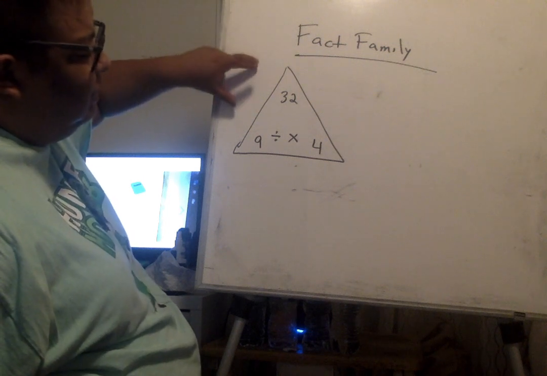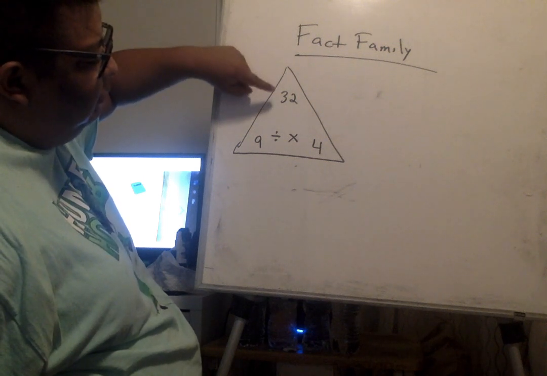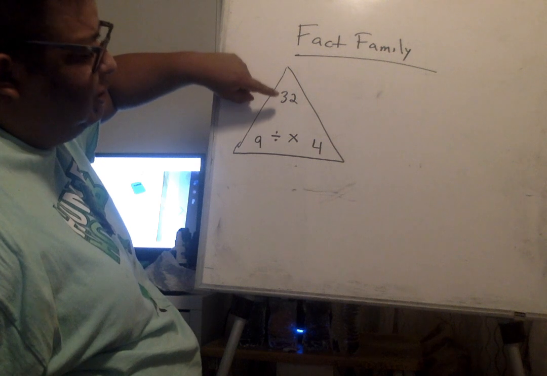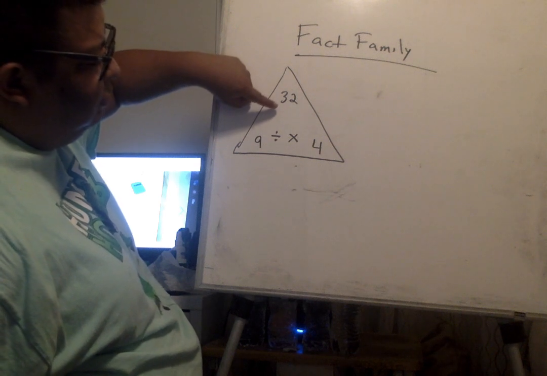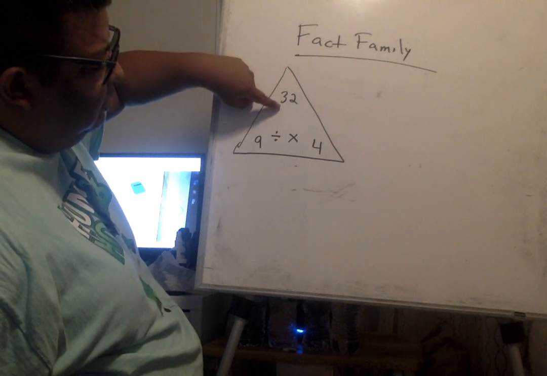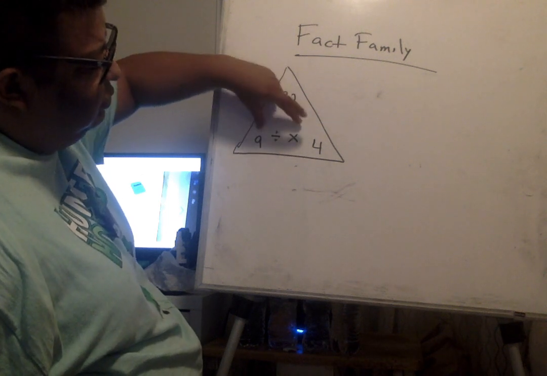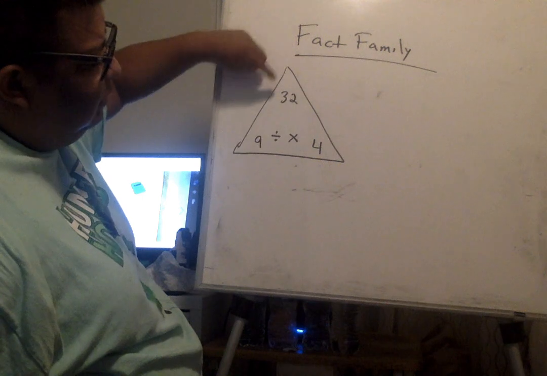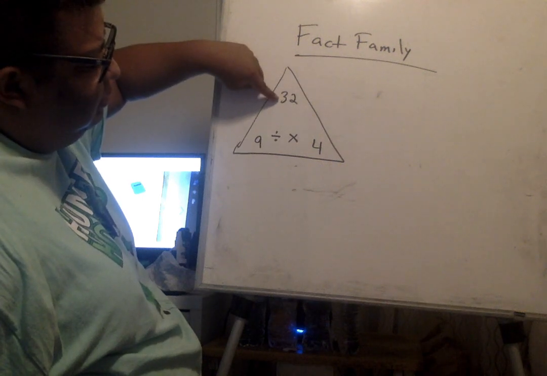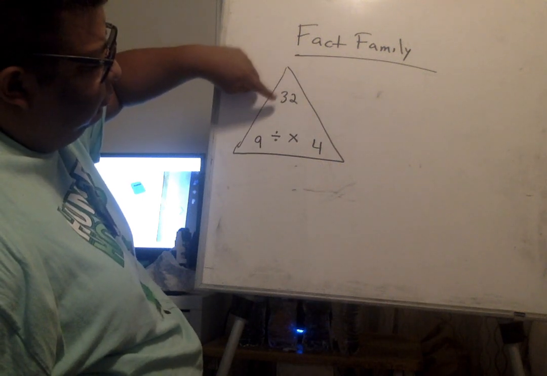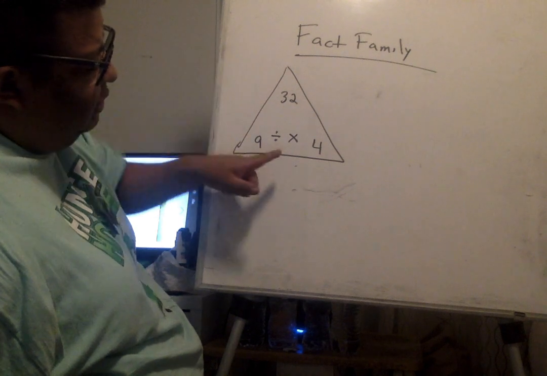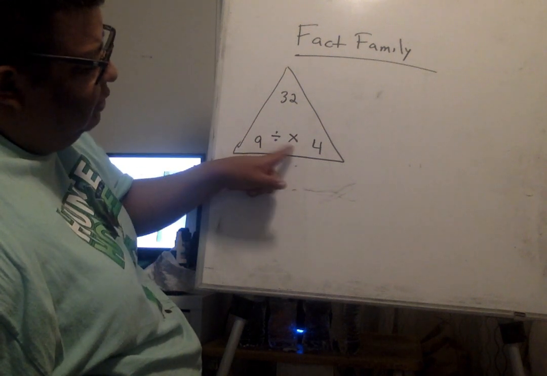What a fact family is like this. They're going to give you, so basically this is seen in algebra, a bigger number and two smaller numbers. You have to relate these two lower numbers to the biggest number. And then they give you operations, multiplication and division.